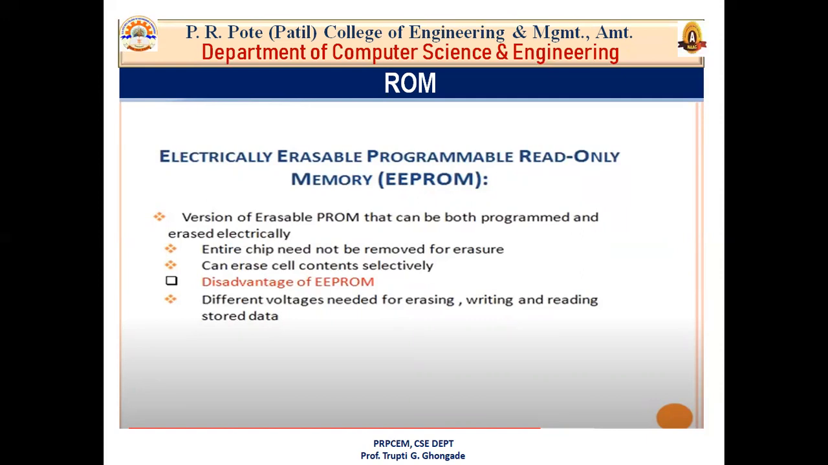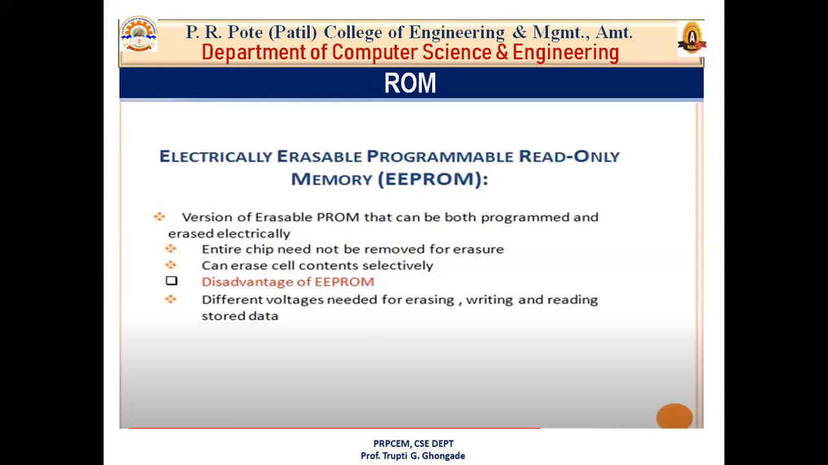So the entire chip need not be removed for erasure, unlike in EPROM, where we have to remove the entire chip for the UV light exposure. But in EEPROM, there is no need to remove the entire chip for erasure, because erasing is done electrically. So we can erase cell contents selectively. Means cell wise you can remove the contents. You don't need to remove the contents from the entire chip. You can selectively remove the contents from a particular cell and then erase the contents.